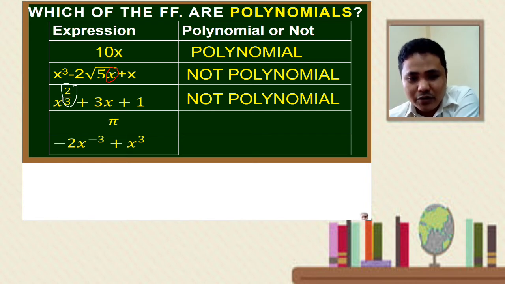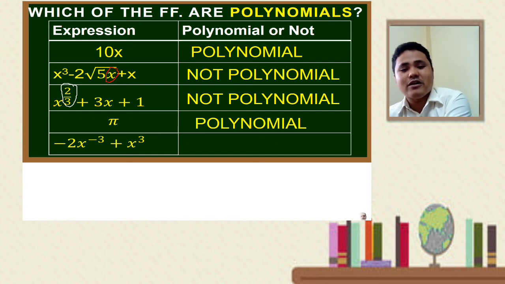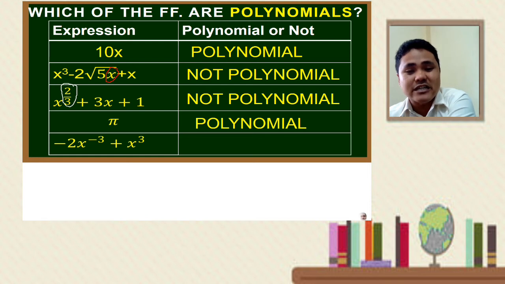Another, number 4. That's a pi. Would you consider pi as a polynomial or not? That is a polynomial. You're right. Because pi is a constant number. Pi is equivalent to 3.1416 and so on and so forth. So we could not change the value of pi anymore. That's considered to be constant. And that is a polynomial.